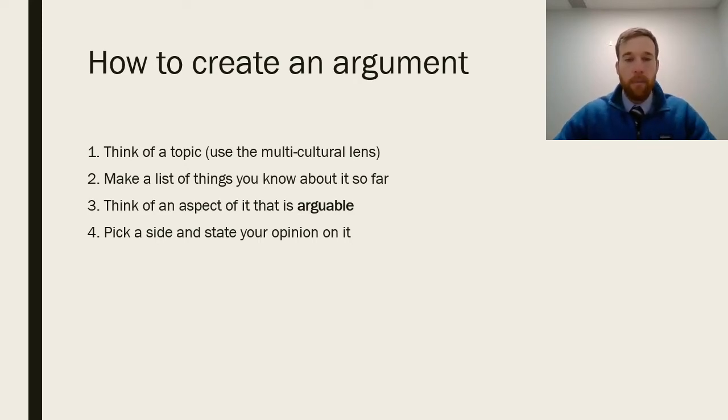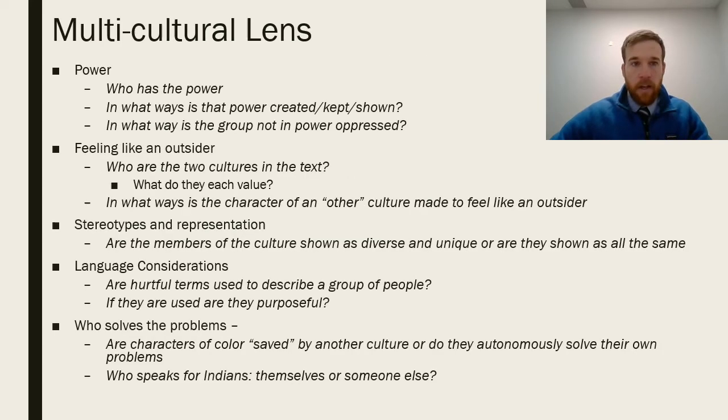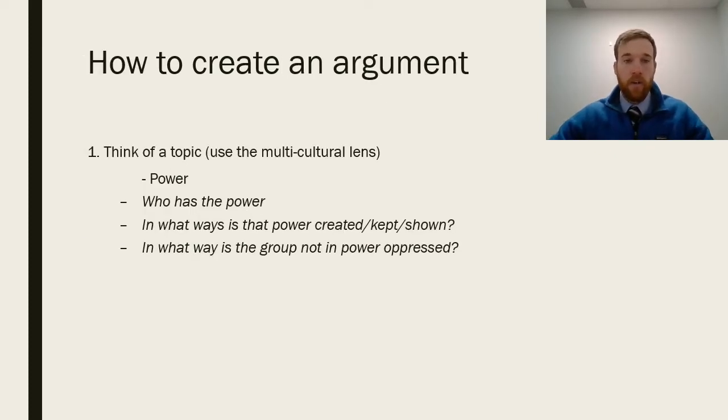So we go through these steps when we're using a simple concept. When we're using a more complicated concept, I just want to slow these steps down and go through each one. So when we're thinking of a topic, the place I would start is with just the categories of the multicultural lens. Your topic can be power or feeling like an outsider or stereotypes. I'm going to use power as my first example, and I'm going to go through it once, and come up with a very specific idea. There's hundreds of different things I could argue about under the multicultural lens with power.